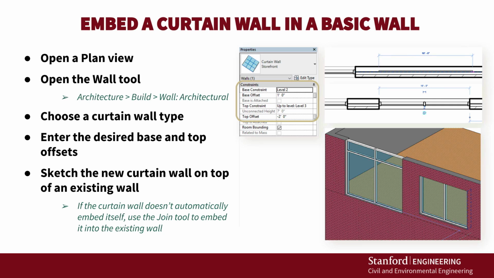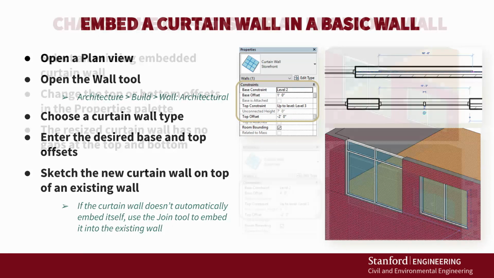Then you can sketch this new curtain wall right on top of one of the existing basic walls. Now that wall should embed itself in the basic wall, but if it doesn't automatically embed itself, use the Join tool to embed your new curtain wall into the existing basic wall.